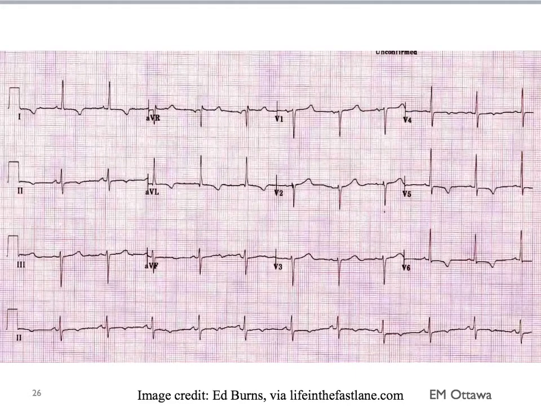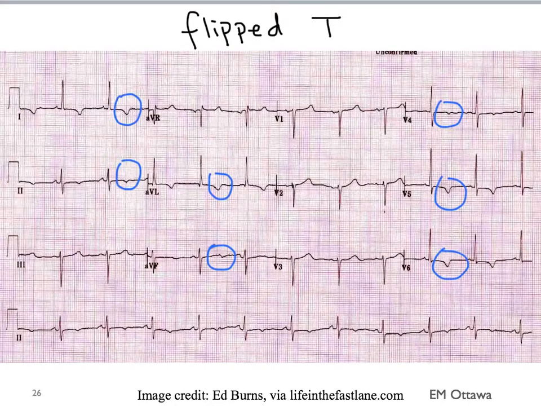If there is no ST depression, the second thing we look for is T-wave inversion, or flipped T's. Where do you see the flipped T's in this ECG? They're in multiple leads. If they are new, then we have to be very concerned about ischemia.